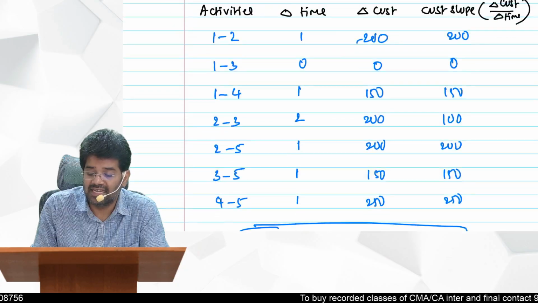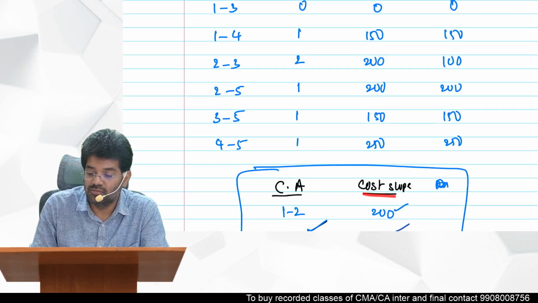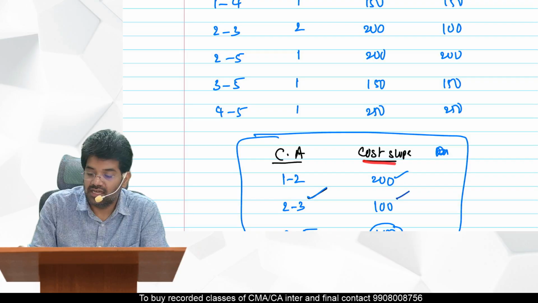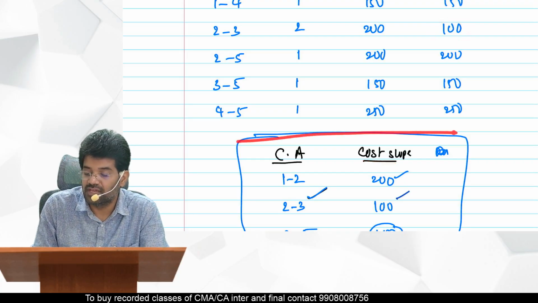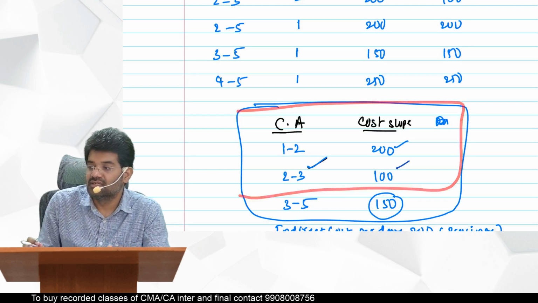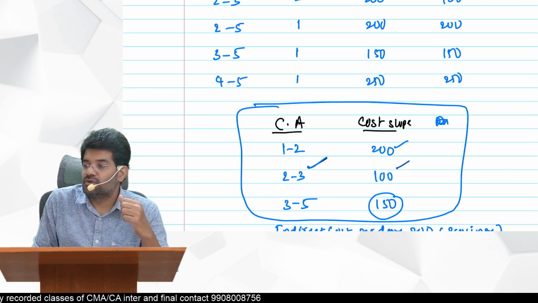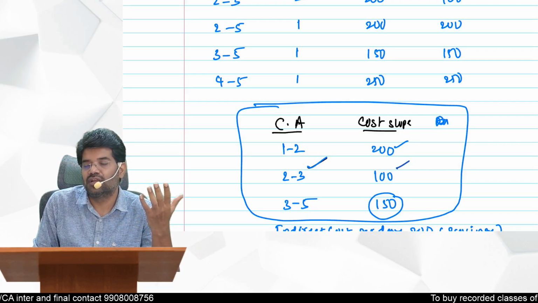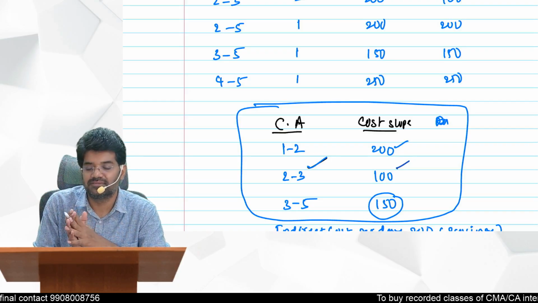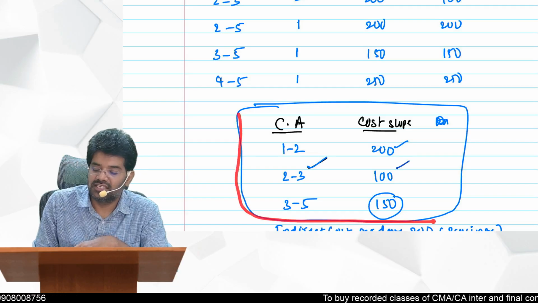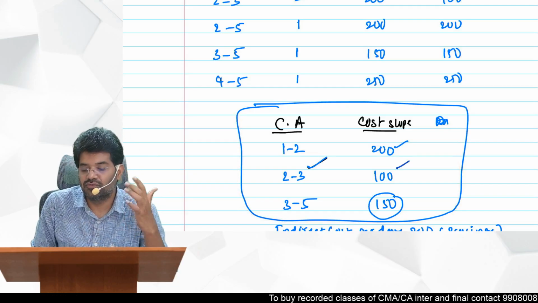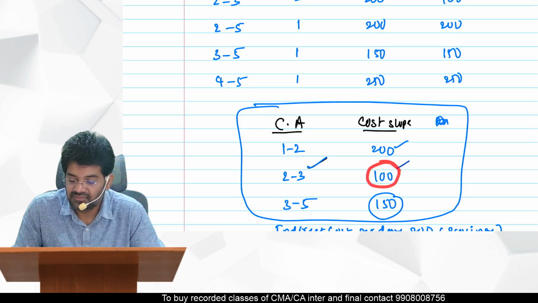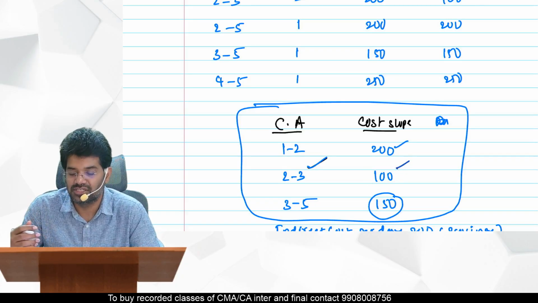For those three critical activities, what is the cost slope? 1 to 2, 200, then 2 to 3, 100. Why am I taking only these three? Because you can reduce your project duration only by concentrating on which ones? Critical activities only. Non-critical activities, even if you reduce them, the project duration will not decrease. So you should concentrate on only these three activities: 1 to 2, 2 to 3 and 3 to 5. Out of these, which one has the least cost? So in the order of least cost only we should crash.